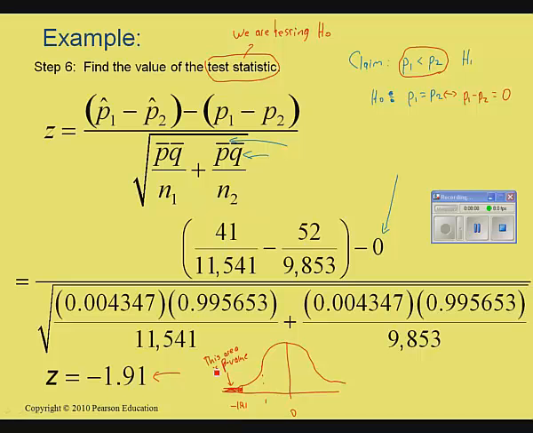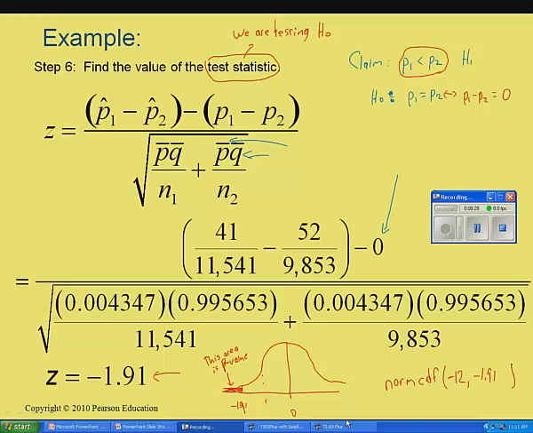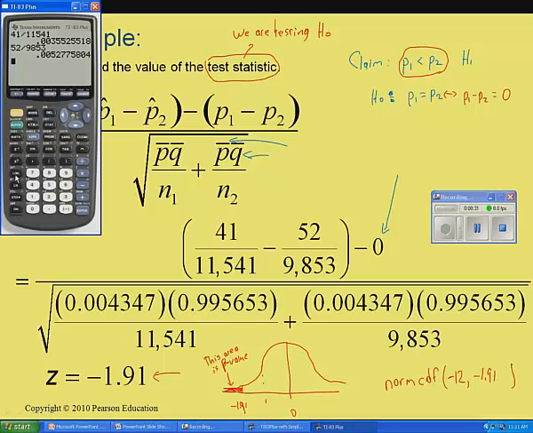So how do I get that area? Well, using the calculator, it's normal CDF to get areas. Say from negative, whatever you want, 12 to negative 1.91, or negative 10 to negative 1.91. Anything like that will work. And let's see, may as well do it. So I'll hit second variables, or second, that gives me distribution. Normal CDF, negative 10, comma, negative 1.91. And I got an area of 2.8%.